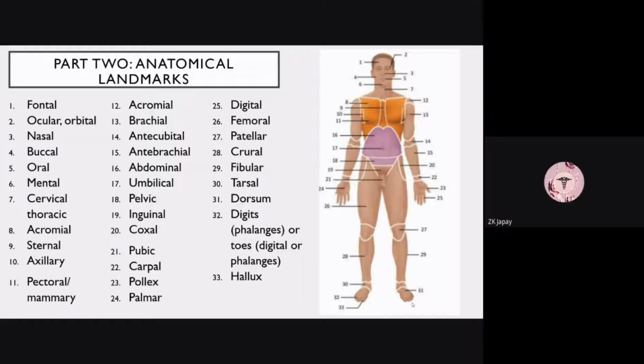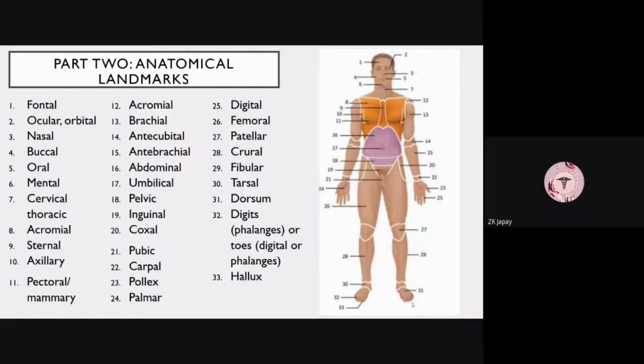5, oral or mouth. 6, mental or chin area. 7, cervical or neck region. 8, acromial. 9, sternal or breastbone. 10, axillary or armpit. 11, pectoral or mammary or at the breast area. 12, acromial or shoulder. 13, brachial or arm. 14, antecubital or front of the elbow.